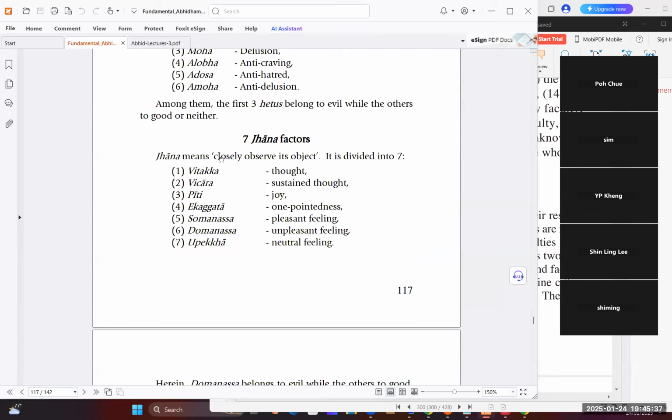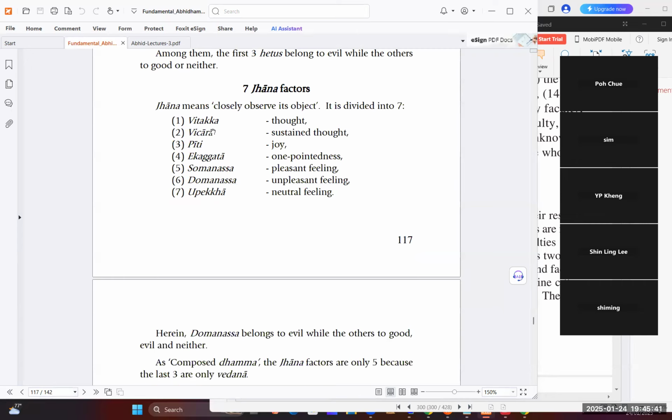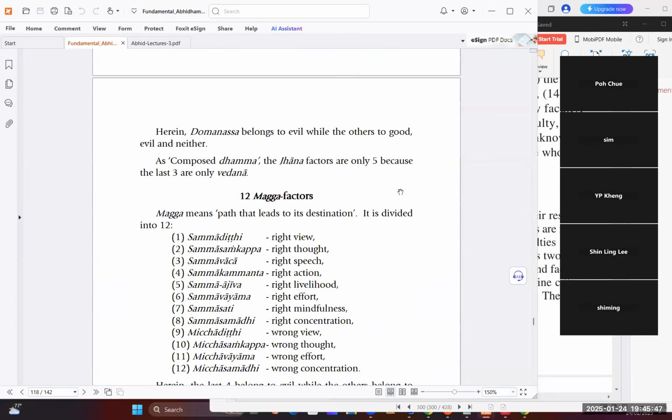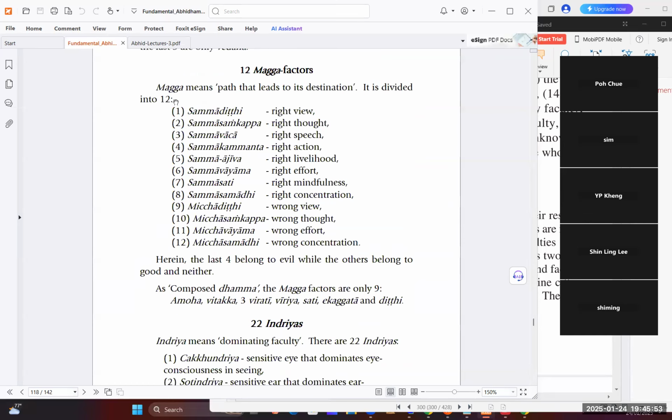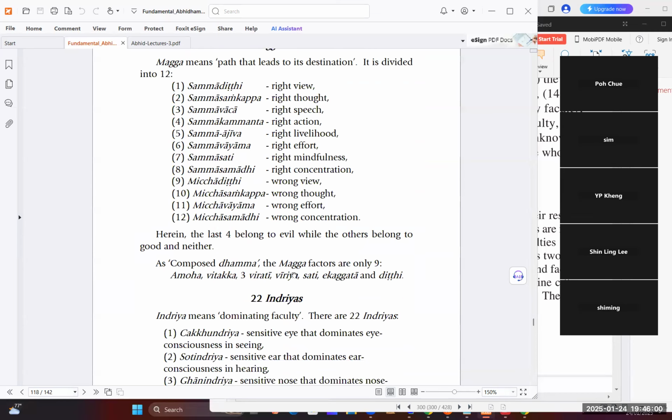And then Jhāna means observe the object, not just Jhāna in meditation. So Vitakka, Vicara, Piti, Ekaggata, and three feelings here: Somanassa, Domanassa, Upekkha. And 12 Magga, 8 belong to good ones and 4 belong to bad ones. Because the Magga means not just the path to Nibbana, to good state, Sugati, but also to woeful states.